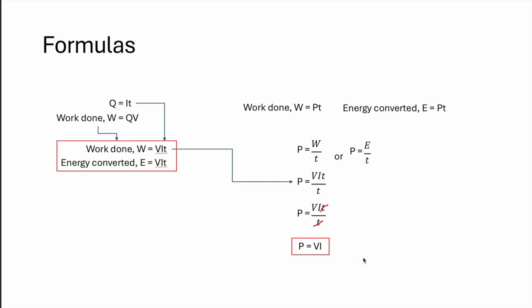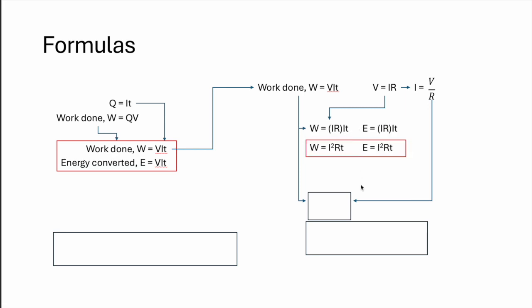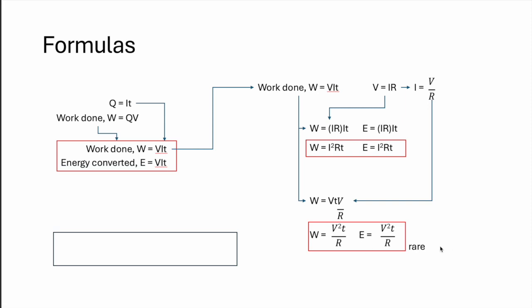From earlier formulas, we also learned that V equals IR. You sub it into E equals VIt, you get E equals I squared Rt. Or if you use I equals V over R, you'll get E equals V squared t over R. So these are just more formulas to your arsenal. I rarely see this being asked, just an observation, the V squared t over R one.